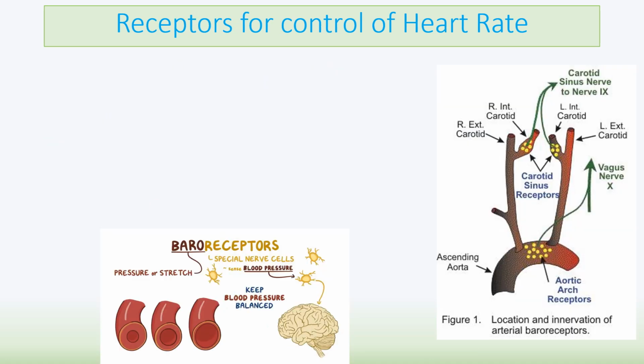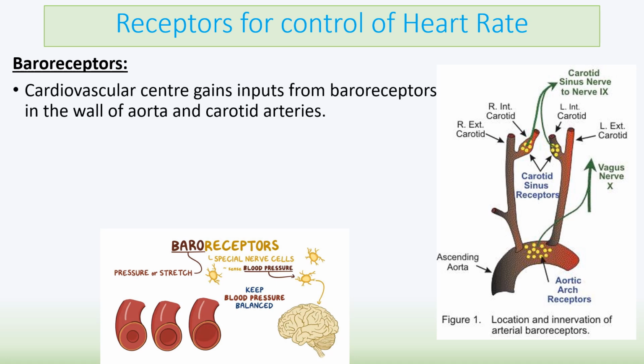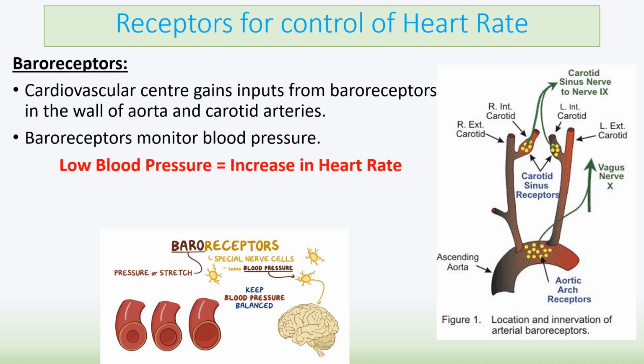So there are receptors that control the heart rate. They are baroreceptors, and these basically send information to the cardiovascular center from the walls of the aorta to the carotid arteries. And the baroreceptors are effectively pressure receptors that detect being stretched under blood pressure. So under low blood pressure, they will cause the heart rate to increase, and under high blood pressure, they will cause the heart rate to decrease.